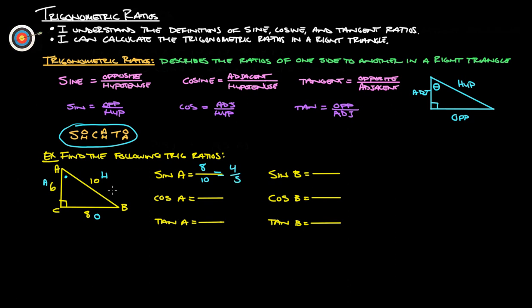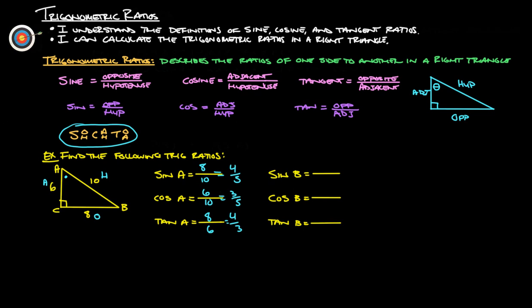Cosine is adjacent over hypotenuse, so adjacent is 6, hypotenuse is 10, so that's 6 over 10, which reduces down to 3 over 5. And then TOA, the tangent is the opposite over adjacent. So that's going to be 8 over 6. Both of those are divisible by 2, so that's 4 thirds. And those would all be our trig ratios.